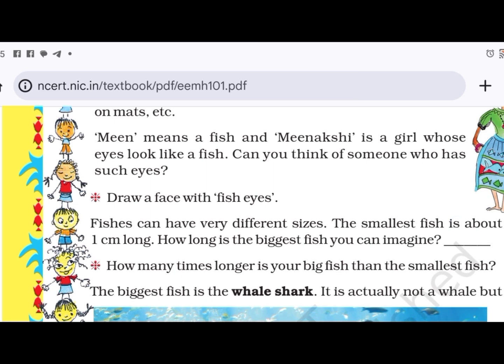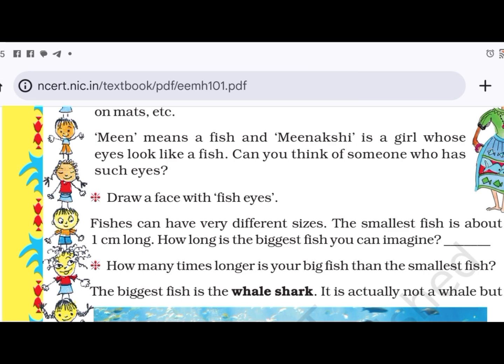Come to the next line now. How many times longer is your big fish than the smallest fish? Did you imagine any fish? So what do you think? How much longer, how much bigger is your fish than the smallest fish? And now check out the next line.